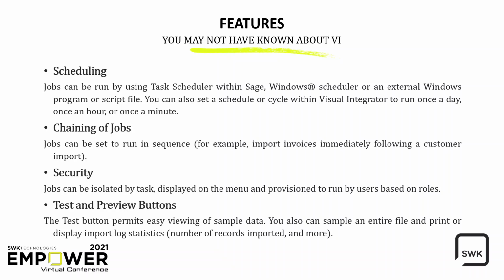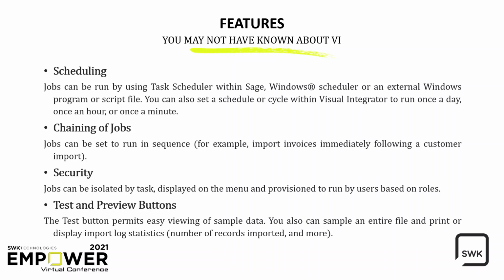Security, we'll take a look at this as well today. Jobs can be isolated by task and displayed on the menu, so that if we have a job that uploads into general journal entry and we want to be sure that only our general ledger team has access to run this job, we can isolate this job and put it as a task on the menu and only give the appropriate security to users to be able to run this task.